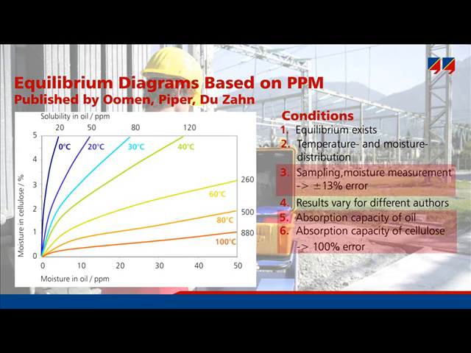Aging changes the moisture absorption capacity of oil, and so the equilibrium curves shift, and so, depending on the state of aging, we will have different equilibrium curves.